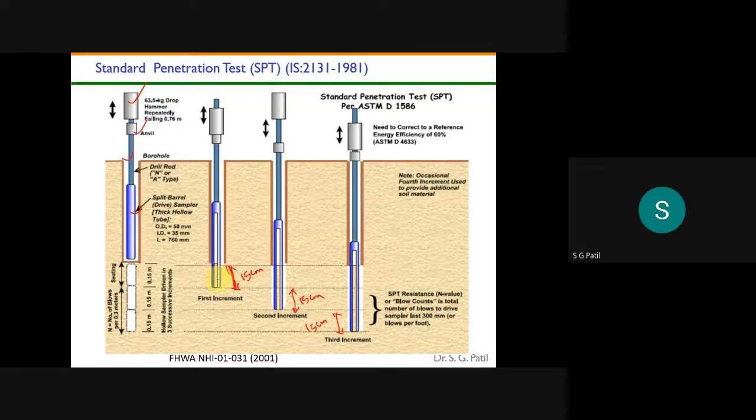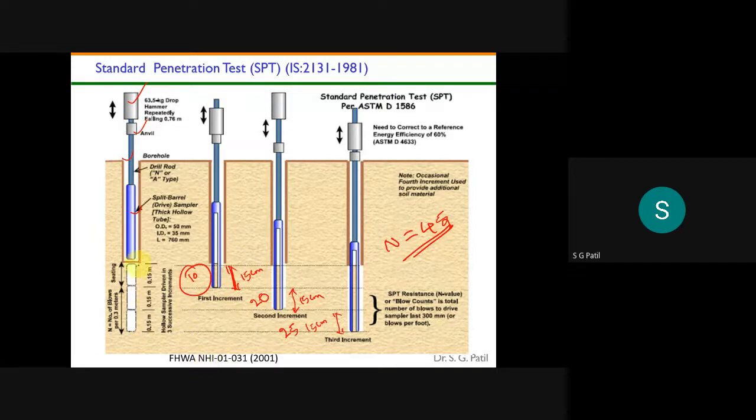For the first 15 centimeter penetration, I have got 10 blows. For the second, I have got 20 blows. For the third, I got 25 blows. So my N value will be what? 20 plus 25, 45. 45 is my N value. So this 10 will be neglected.